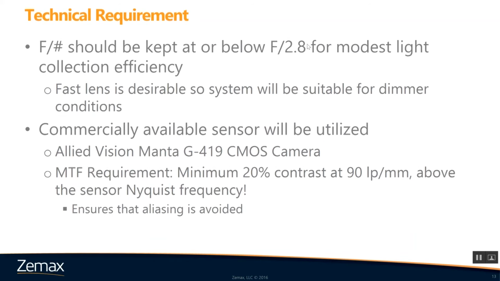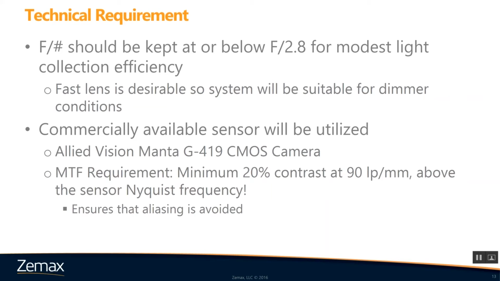On with the technical requirements, we're going to set an f-number to be at or below f/2.8. We want a fast lens here, so our system works pretty well under dimmer light conditions. And finally, we're going to specify our image sensor to be the Allied Vision Manta G-419 CMOS camera. And that's just a sensor that's commercially available.